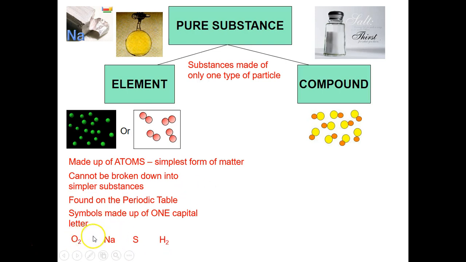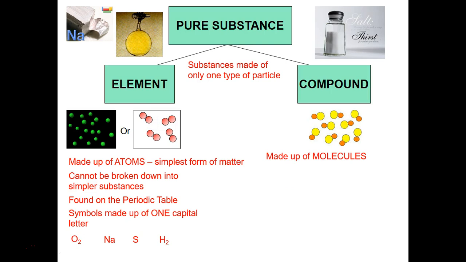Now we can see that each of these contains one capital letter. Now, when you see this little subscript of 2 after oxygen, that just means that there's two oxygen atoms bonded together, kind of like in this picture here. We have two of these pink circles. These would represent our oxygen atoms chemically bonded together. But since it's all oxygen, it's still considered an element.